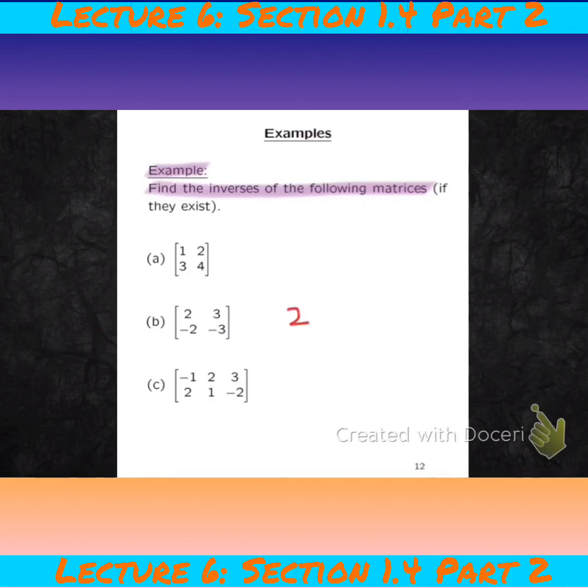The second one: the determinant is minus 2 times 3 minus 3 times minus 2, which is clearly minus 6 plus 6, which is 0. So the determinant of that matrix is 0, therefore this matrix here is definitely not invertible.